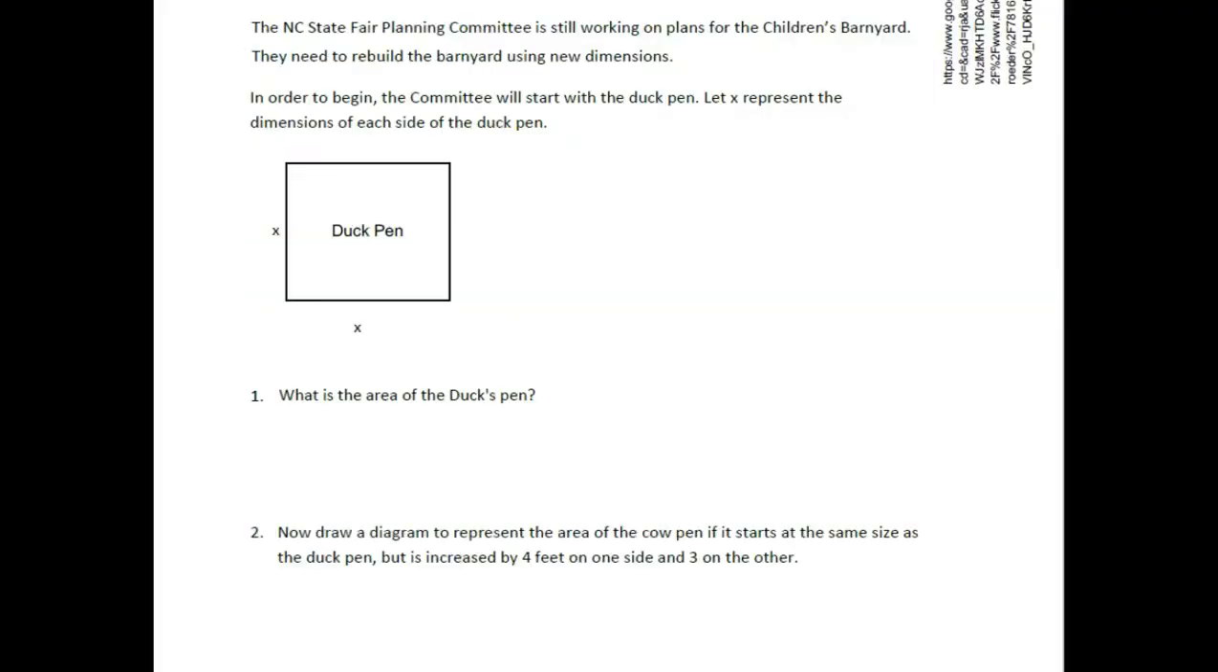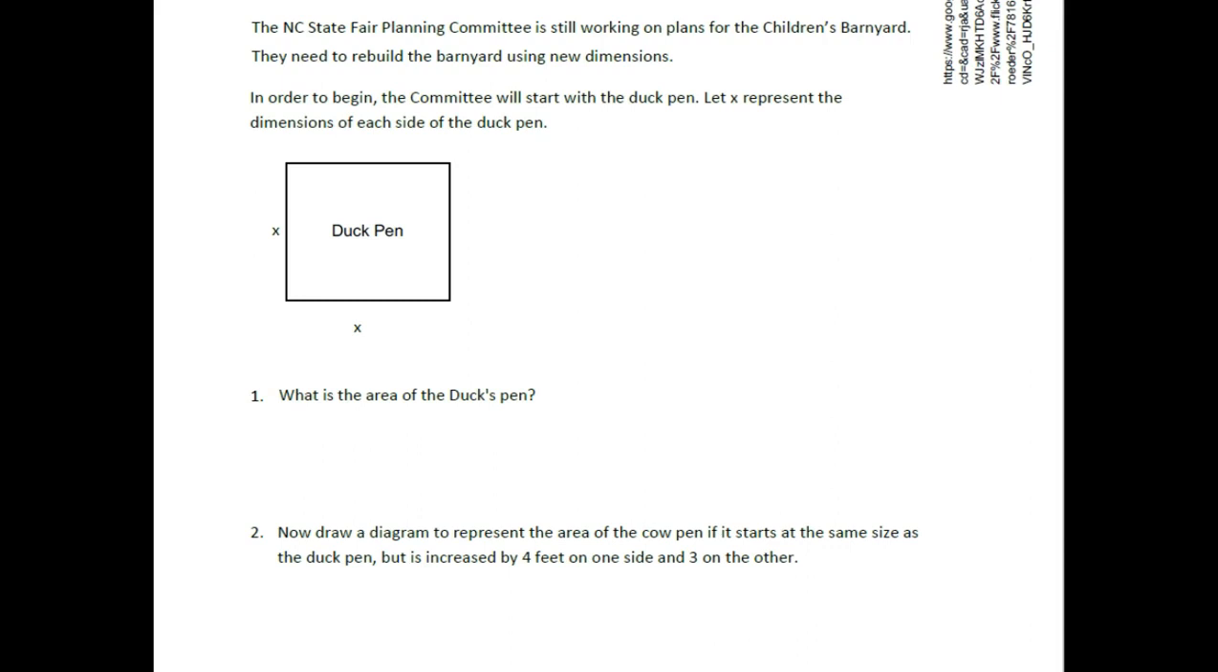The North Carolina State Fair Planning Committee is still working on plans for the children's barnyard. They need to rebuild the barnyard using new dimensions. In order to begin, the committee will start with the duck pen. Let x represent the dimensions of each side of the duck pen. You can see the diagram here on this screen.